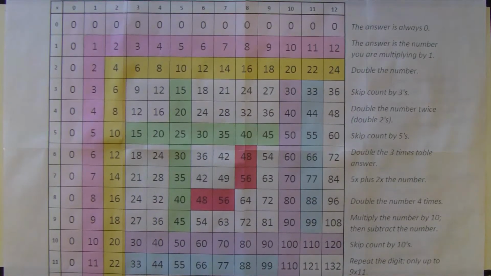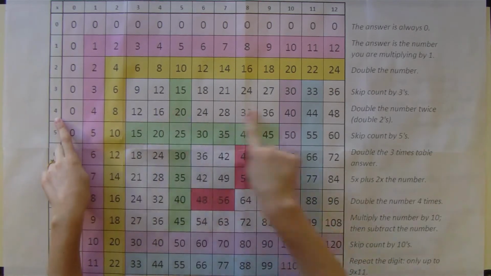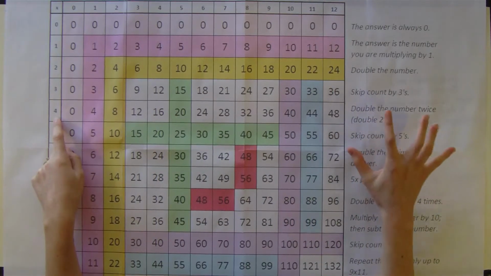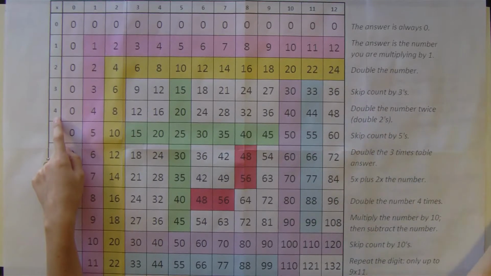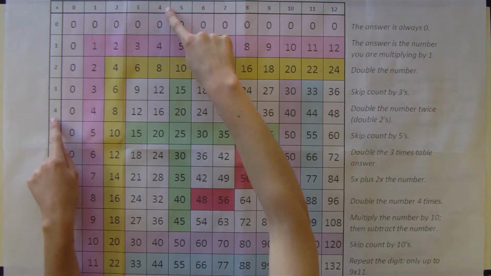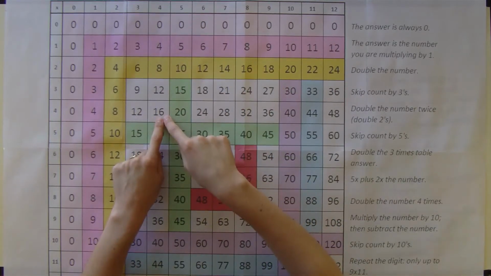So we've done the 1s and the 2s now. The next one we're going to look at is the 4s. With the 4s, the little tip I've got here is double the number twice. So basically double the number twice. So we'll look at the example, what is 4 times 4? So I'll just get my hands up, there we go. 4 times 4 is 16.